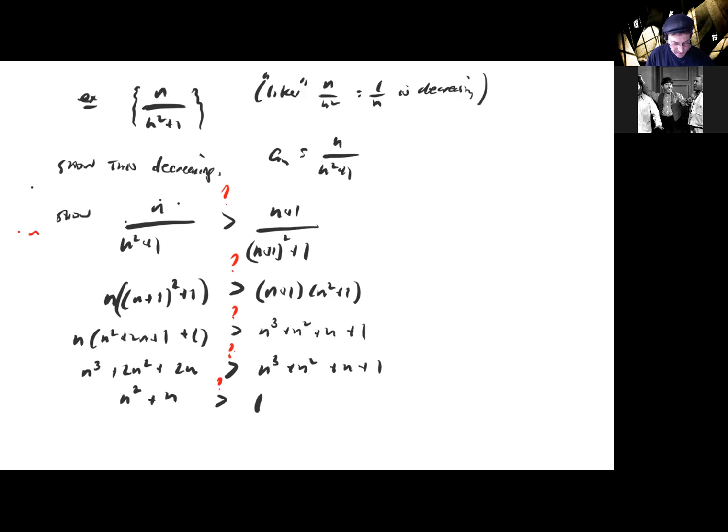And the answer is, since n is varying from n equal to 1, 2, 3, etc., every value of n has this property that it's bigger than 1, because n squared plus n is the same as n times n plus 1, and that's always bigger than 1. So this checks out. This works. So we've just reduced the inequality we had to show to another simpler inequality, and now you just backtrack to get back to the original inequality, which we've now established. So this shows that this is decreasing, which is what we wanted to show.